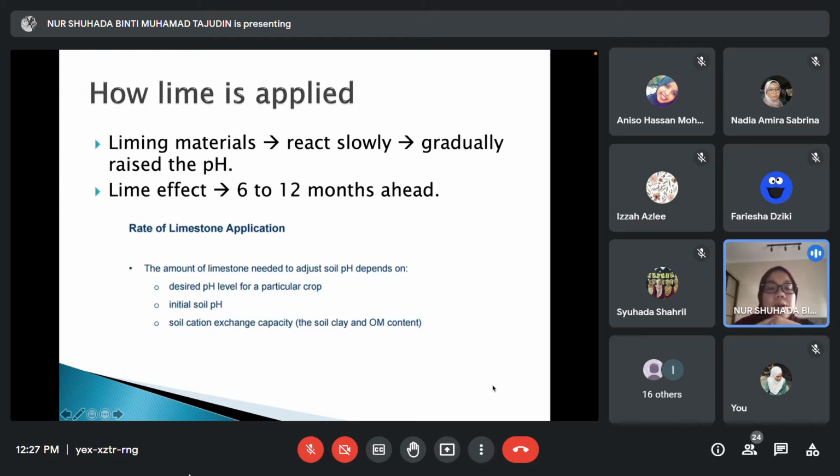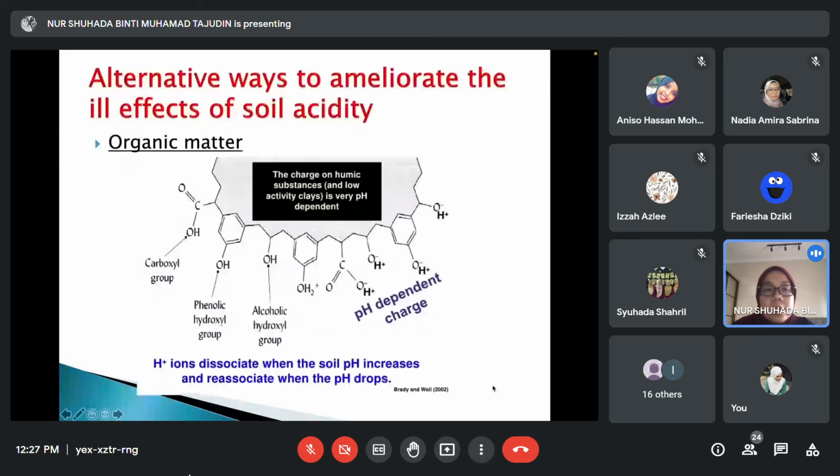Okay. So rate of limestone applied is, when you want to adjust the soil pH, you have to know your pH level, your initial pH. Then what is your end pH and what is the CEC of the soil. Okay, that's the important parts of how you want to determine. Bukan main tabur je that liming materials. You have to do calculations. Okay, so if you are in UIA, I'll teach you in lab on how to calculate the pH.